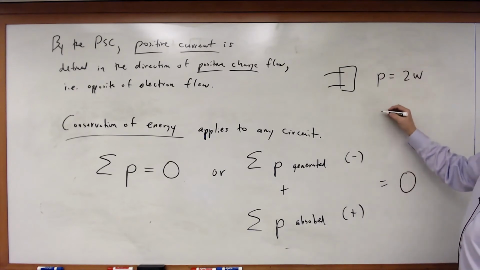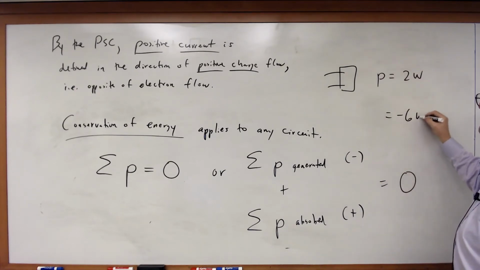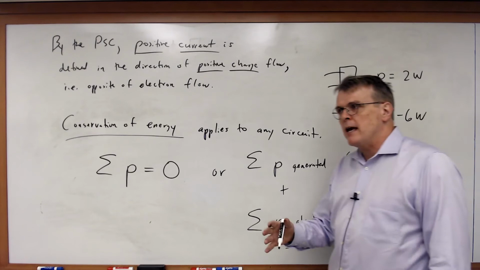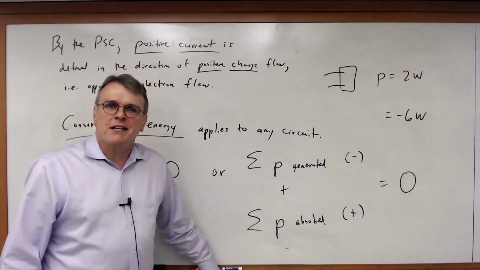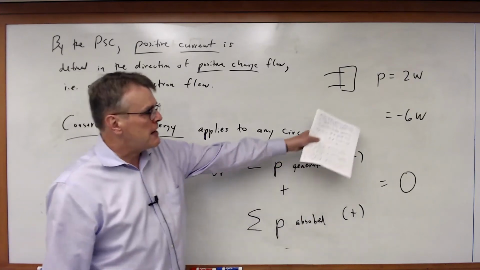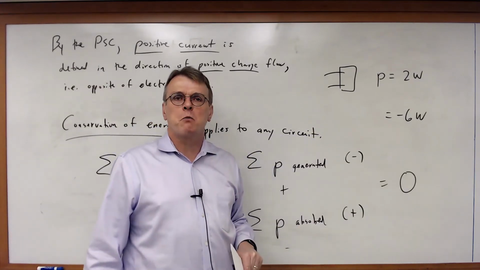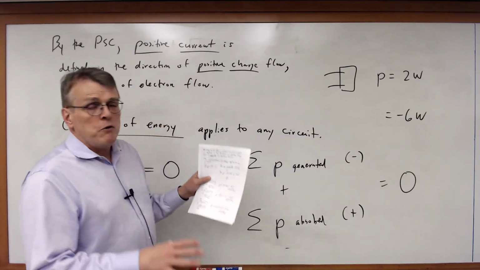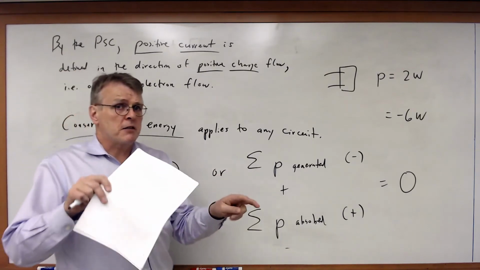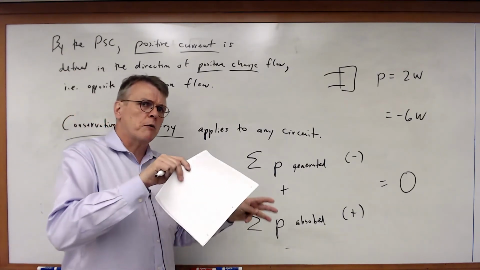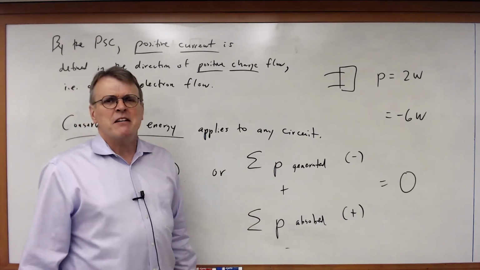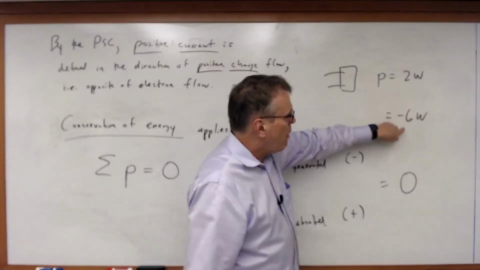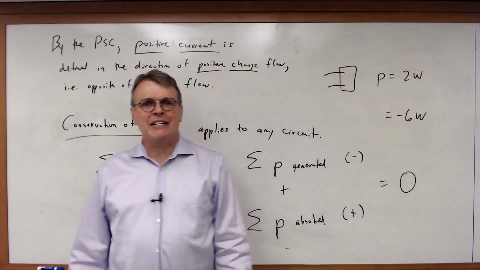Or if you have an element with a power of minus 6 watts, you don't need to say the element is generating 6 watts because it's got negative 6. Just say power is minus 6 watts. The textbook makes a big deal about saying the word positive versus negative in our text. Not necessary. The quantity and the sign tell me everything I need to know.